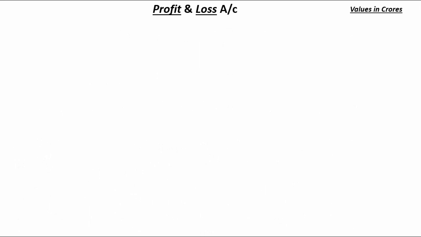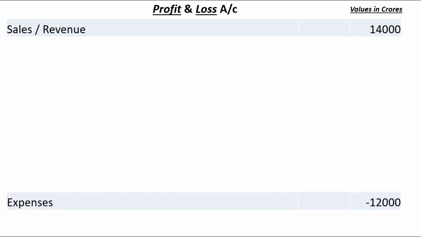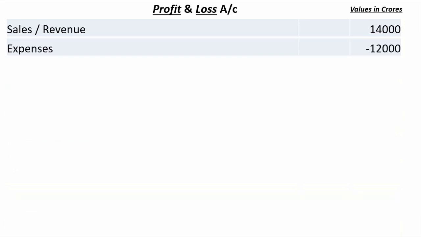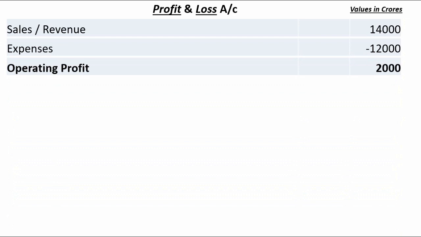But before we do that, we will look at the profit and loss account statement, and from there we will move on to the cash flow from operations. The company generates revenue through sales and services. The company also incurs operating expenses which need to be deducted from this revenue. Thus, the company generates the operating profit.